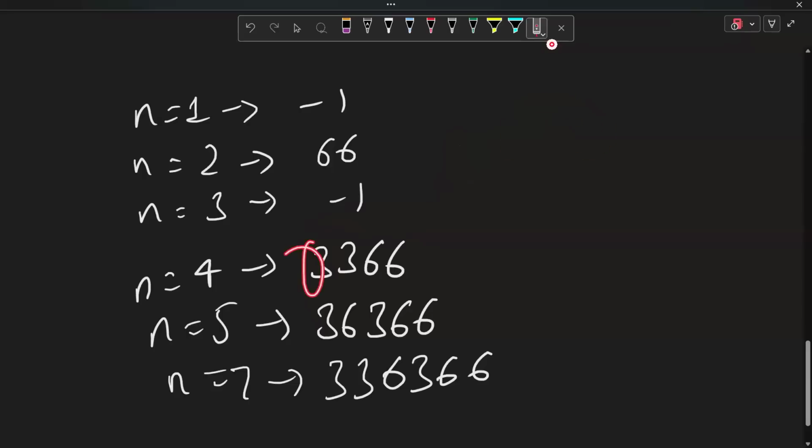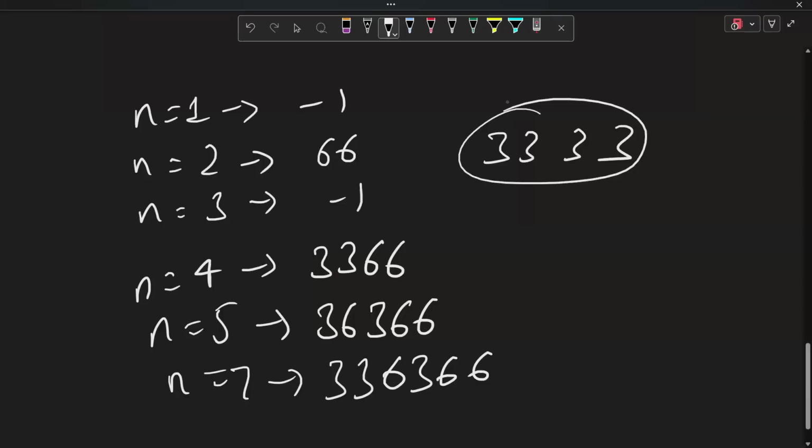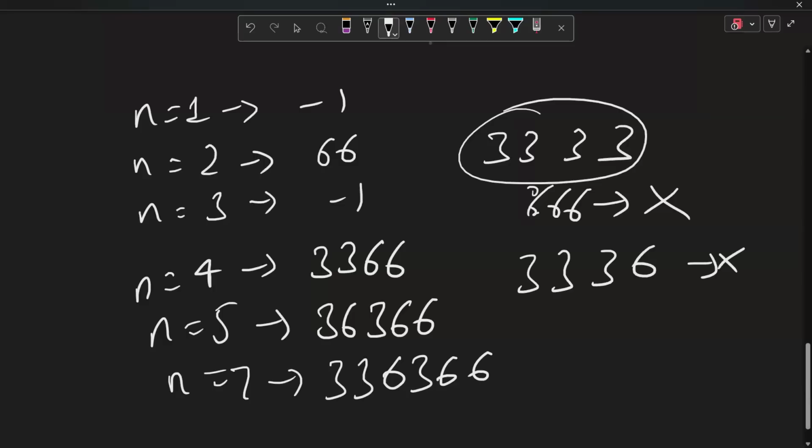Okay, so we tried using a 3 here. Then again we tried using a 3 here. Now for the last 2 digits, if we just do 3 3 3 3 and check this, it is not divisible by 66. So the next number that would come is 3336. This is also not divisible by 66.